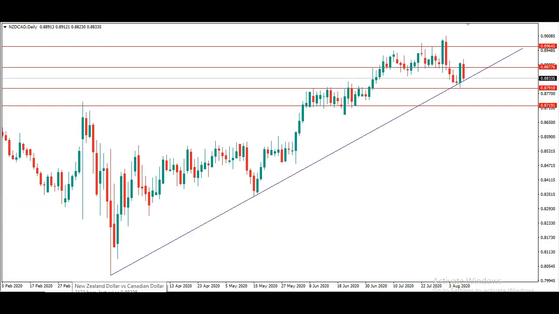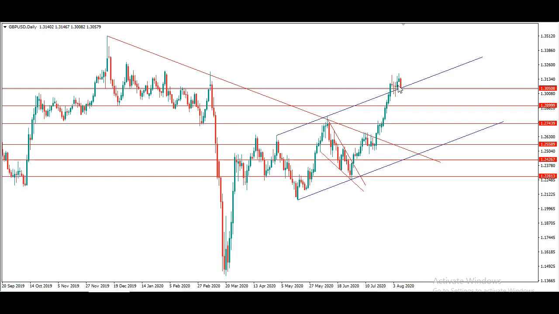On NZDCAD, I will expect to see a push lower into these lows right here, then a good trading signal for continuation higher. Then finally on pound USD, I would expect to see a convincing close back within this ascending channel. Then on the retest, I'll be looking for good trading opportunities to take short trades into this area. So that's going to be all with today's forex forecast.